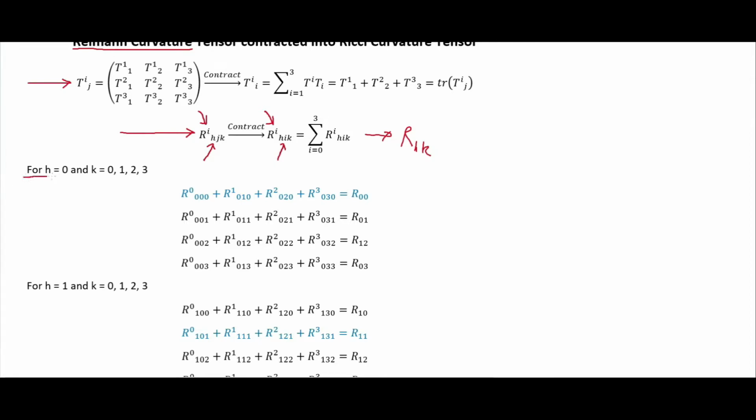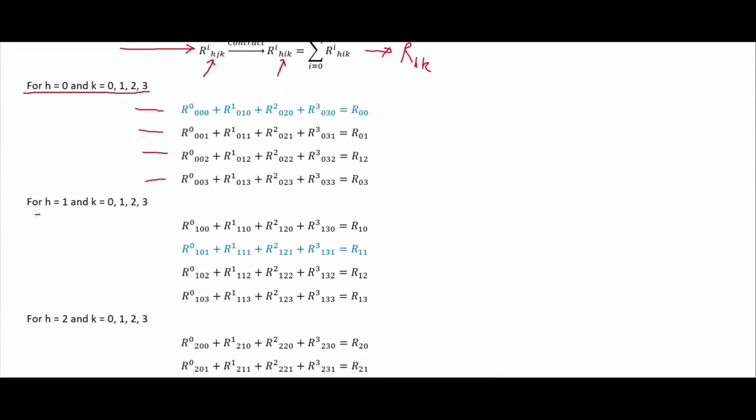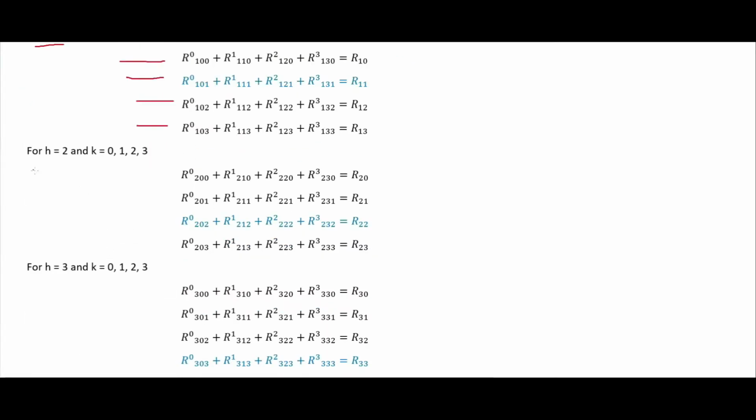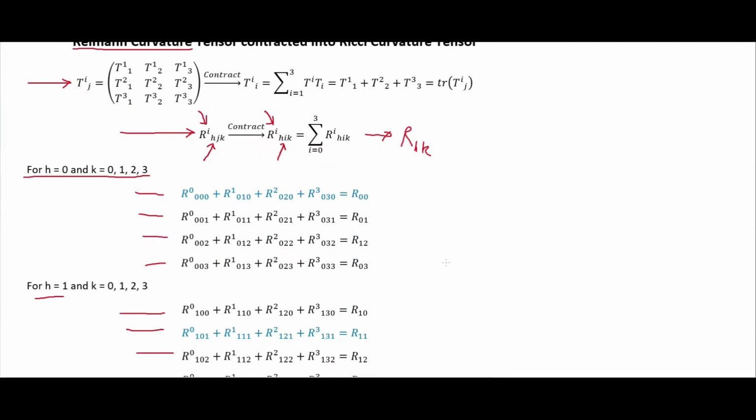And so if we have H equals 0 and we run through K equals 0, 1, 2, and 3, we end up with this. And then we have H equals 1 and we want to run through K equals 0, 1, 2, and 3 again. And then we do it again for H equals 2 and then again for H equals 3.